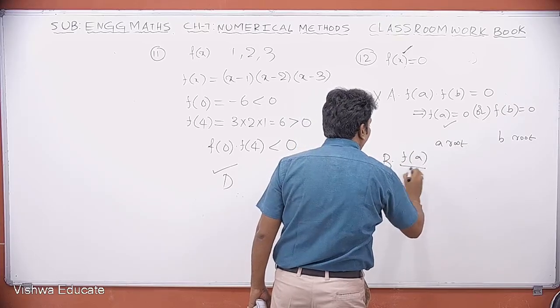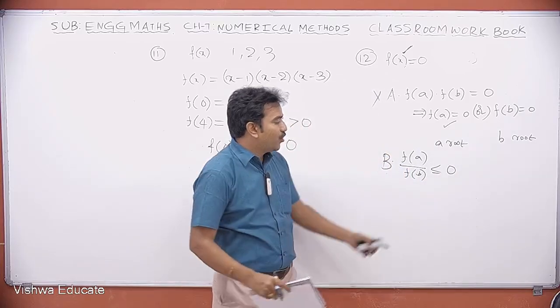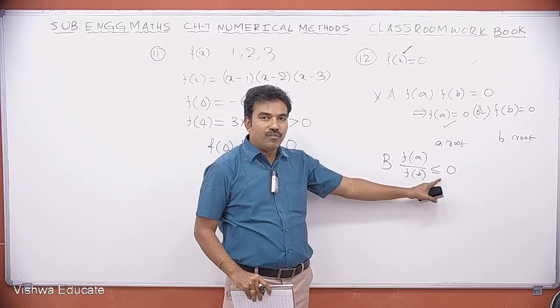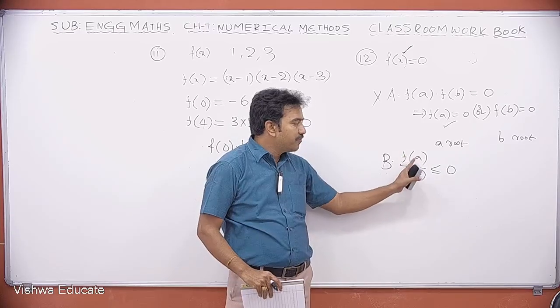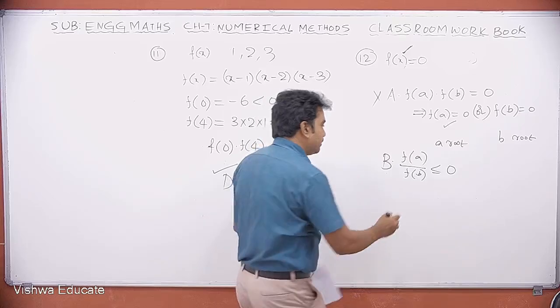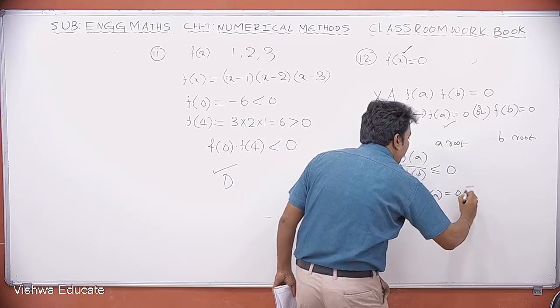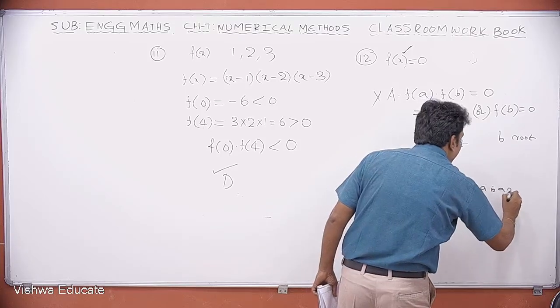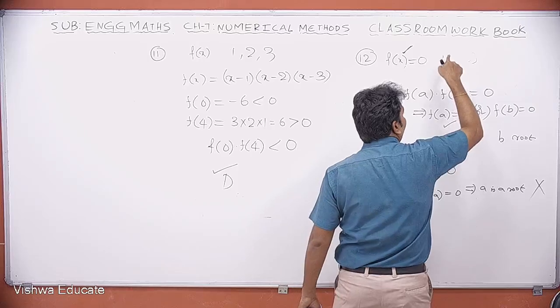Now what is option B? This is f of a by f of b less than or equal to 0. So when will the ratio be 0? The ratio will be 0 whenever f of a equal to 0. Suppose f of a equal to 0, it implies a is a root. So that should not happen, because it has no root in this interval and a is a member of this interval.